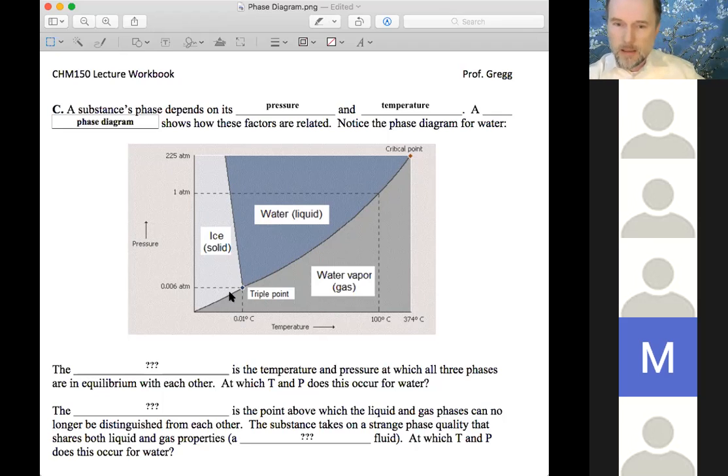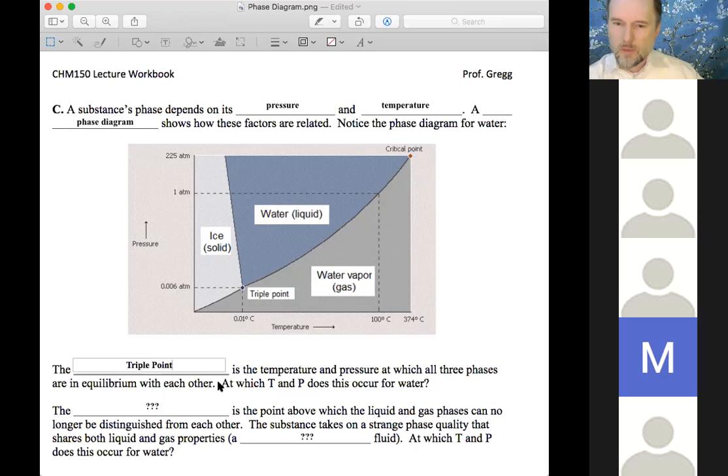And that brings to mind this term right here, the triple point. So the triple point is what's going to go in this gap right here. So the triple point is the temperature and pressure at which all three phases or states are in equilibrium with each other. So if you had the temperature and pressure such that the water was right here, then you would see solid water, which was ice. You would see liquid water, and you would see water vapor all at that point. They would all be present.